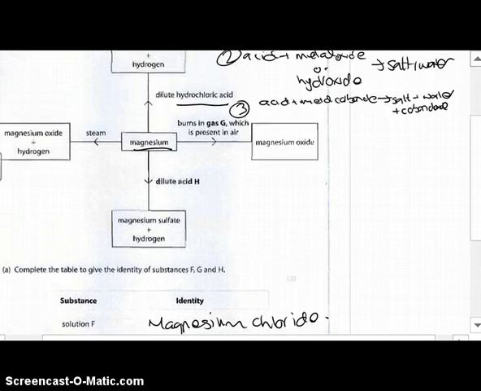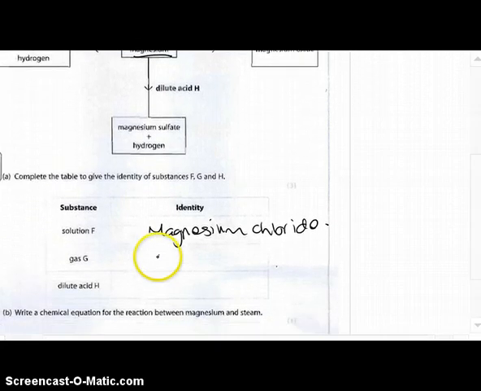What is the gas G? Magnesium burns in gas G, which is present in air, to give you magnesium oxide. So magnesium oxide tells you it must have been oxygen. So the answer to G is oxygen.